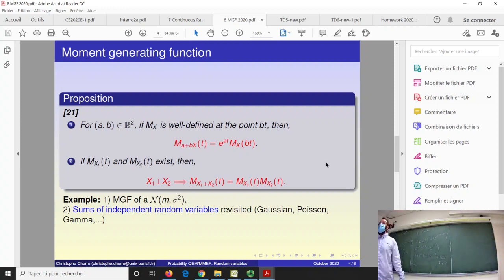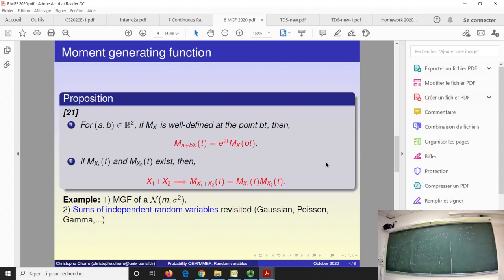This second statement will allow us to obtain in a very efficient way the distribution of the sum of two independent random variables in particular situations. So typically, suppose something that we have already done together. Suppose that X1 follows the Poisson of parameter lambda 1. Suppose that X2 follows the Poisson of parameter lambda 2. And suppose that X1 and X2 are independent.